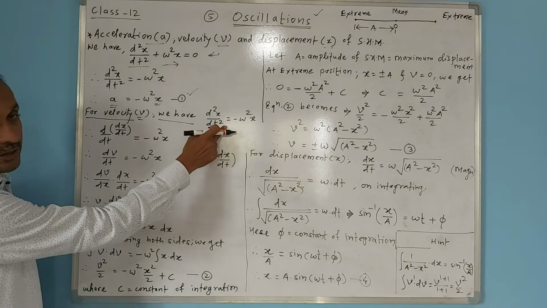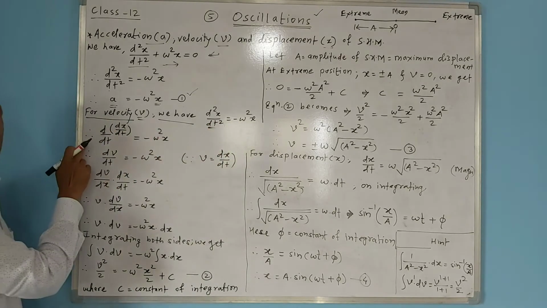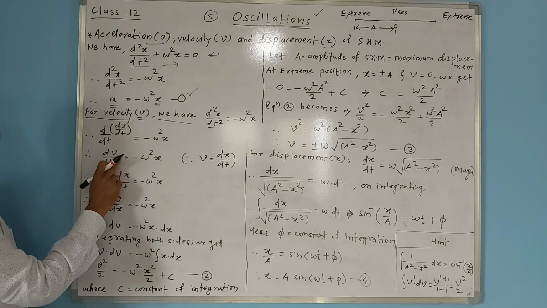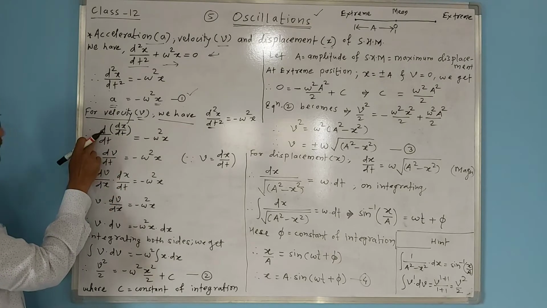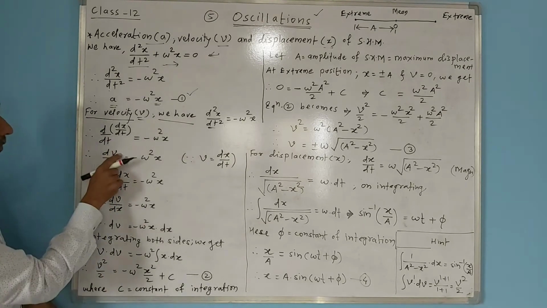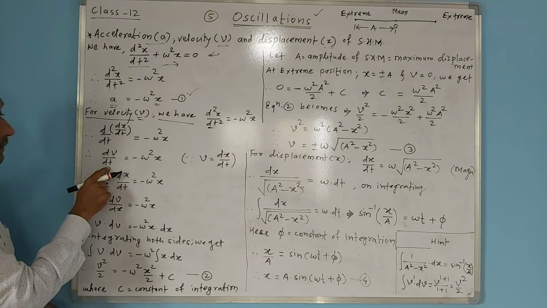So change this equation, convert this equation into this form. Now we know dx by dt means velocity. So this equation will get reduced to dv by dt.